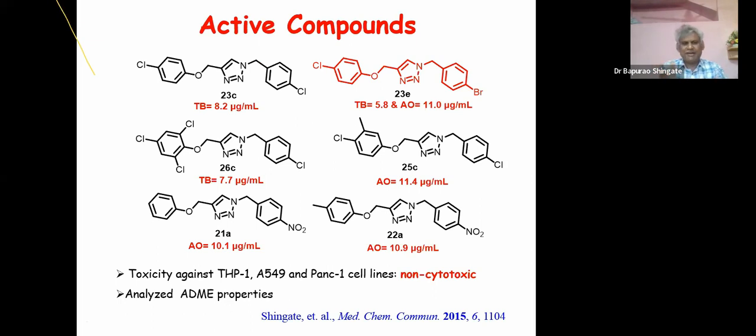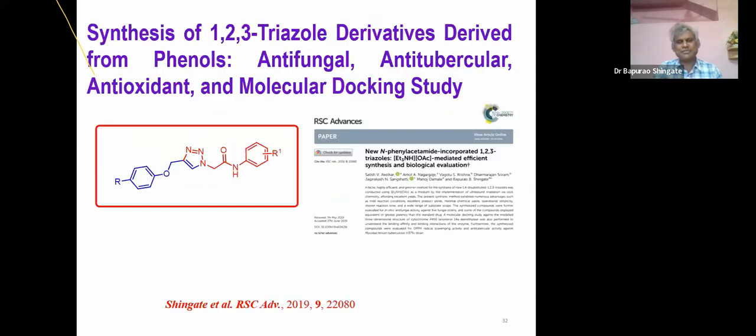In our first attempt, we took the starting material as simple phenols. But in our second attempt, we just modified the benzyl azides. We changed the benzyl azides to amide-based azides, and we designed such molecules, and this part we have kept constant.